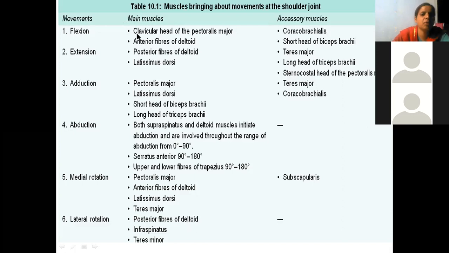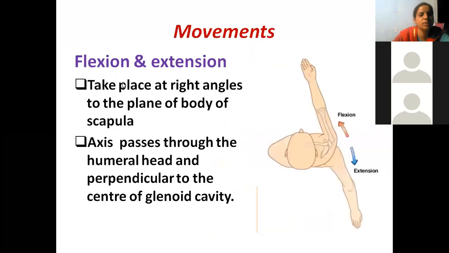See, flexion, what are the muscles? We have the clavicular head of the pectoralis major and anterior fibers of deltoid. Extension: posterior fibers of deltoid, latissimus dorsi. Like that, we have all the movements. Pictures of the movements are also shown. See this movement: when you take your forearm and arm in front, you call it flexion. When you take it behind, that is extension.